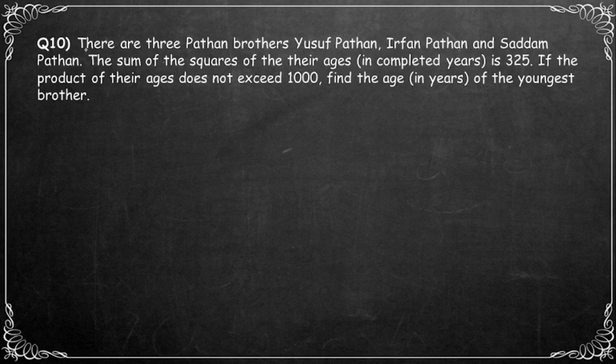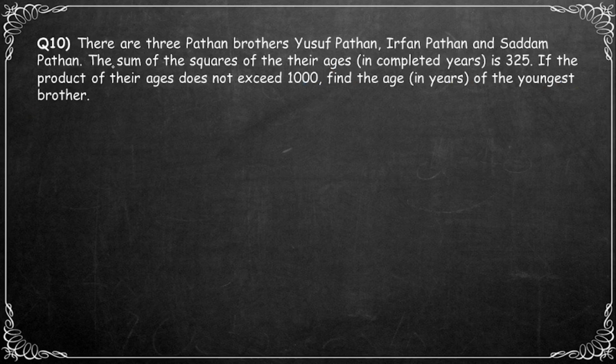Question 10. There are 3 Pathan brothers, Yusuf Pathan, Irfan Pathan and Saddam Pathan. The sum of the squares of their ages in completed years is 325. If the product of their ages does not exceed 1000, find the age in years of the youngest brother.